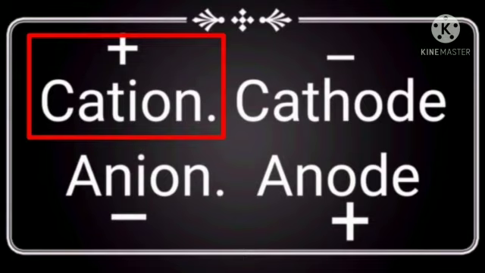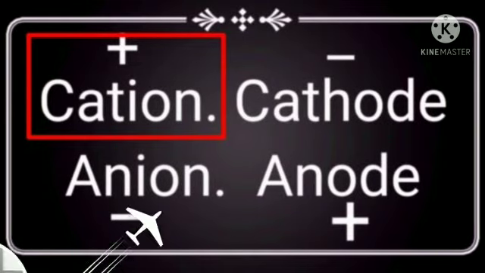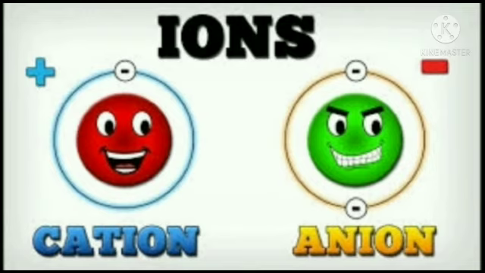How? Cation and cathode are opposite charges, isn't it? Yes. Cation and anion are opposite charges. Anion and anode are opposite charges. Cation charge is positive, so cathode charge is negative. Cation charge is positive, so anion charge is negative. Cation charge is positive, so anode charge is also positive. Is it clear? Yes.